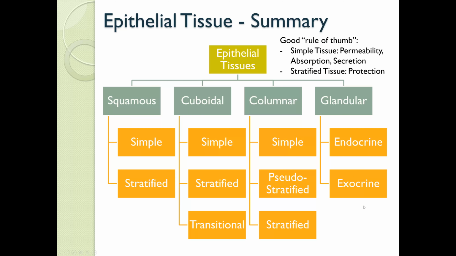And just a rule of thumb when you're trying to remember functions for the different tissues, again, this is a rule of thumb, so there are some exceptions, but when you're looking at a simple tissue, which has a single layer, think in terms of this type of tissue can allow permeability because stuff only has to cross a single layer of cells. It can also be very good at absorption and secretion, and where you see stratified tissue, you can think about protection because you have multiple layers of cells in these areas.